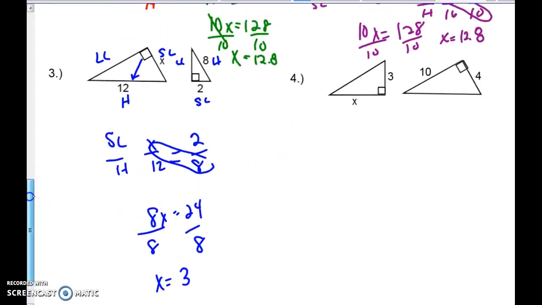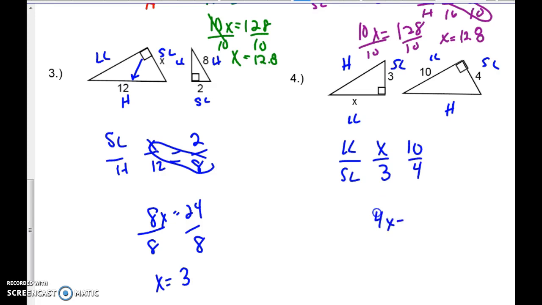And then over here on number 4, again, this is my hypotenuse, this is my long leg, this is my short leg. Hypotenuse, long leg, short leg. So over here, I want my long leg, I have my short leg, so it's x over 3. Over here, this would be 10 over 4, so that's 4x is equal to 30. Divided by 4, what's 30 divided by 4?